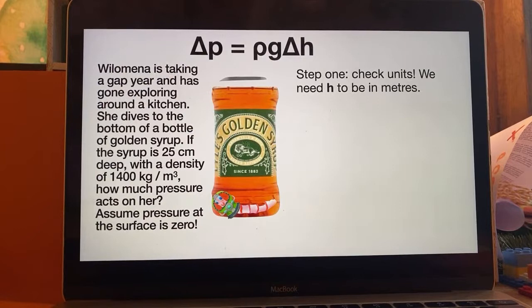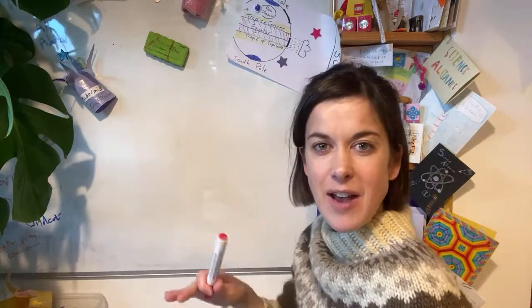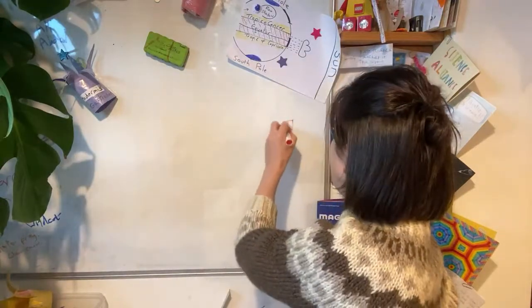Check your units, first of all, please. We need h to be in metres, don't we? If you remember from a couple of lessons ago, can you remember the equation for pressure in solids? If you've just got a high-heeled shoe, say, pressing down on a wooden floor, what's the equation for how much pressure that high-heeled shoe is putting?